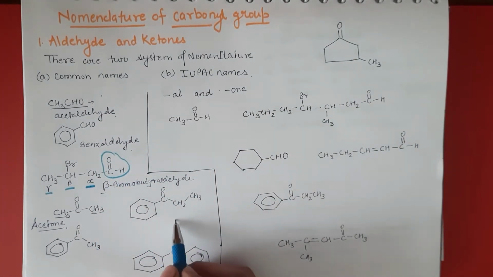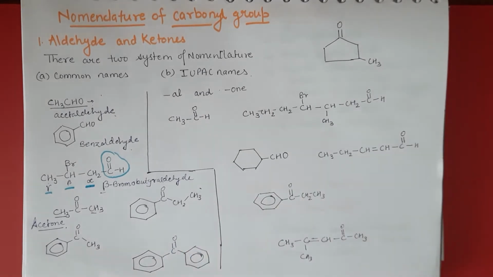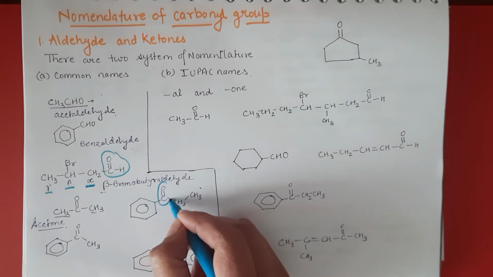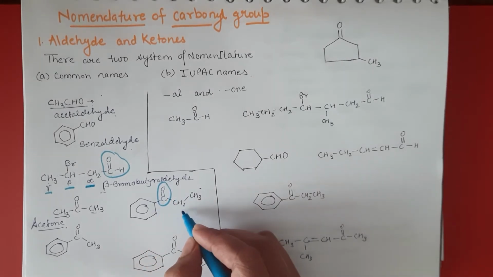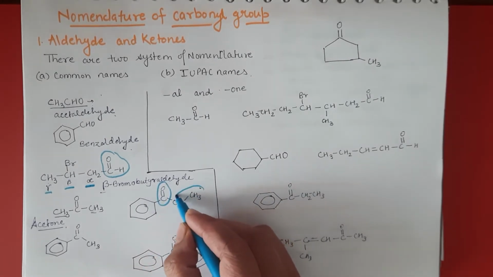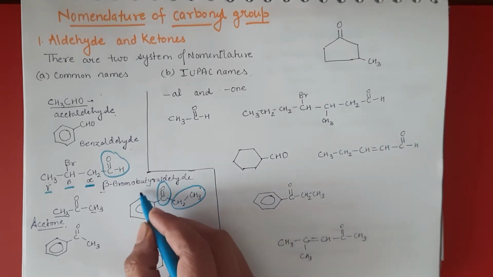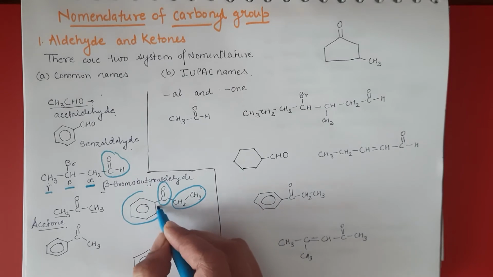Okay, the name of this group is, here you can see the CO group, the ketone group is connected, from this side it is connected to ethyl, and here a group is what?